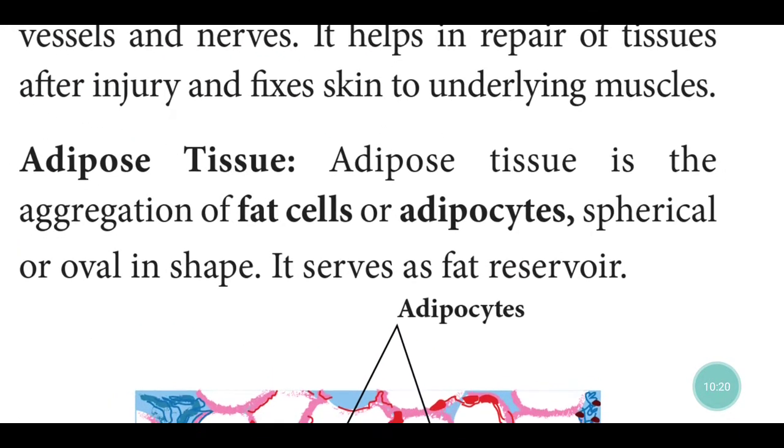Next, adipose tissue. Adipose tissue is the aggregation of fat cells. Aggregation means mass gathering of fat cells. Fat cells are otherwise called adipocytes. Cytes means cells. Study of cells is called cytology. Spherical or oval in shape, it serves as a fat reservoir. Reservoir means a dam or a storing place.